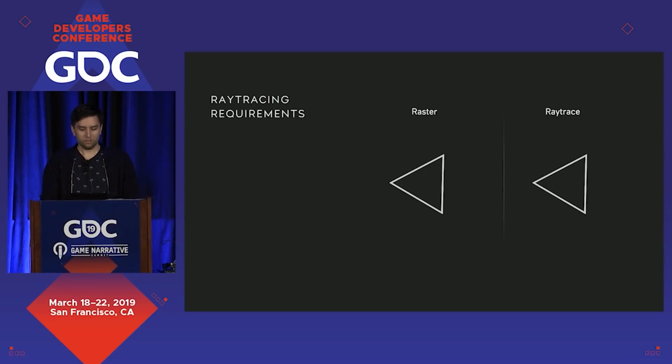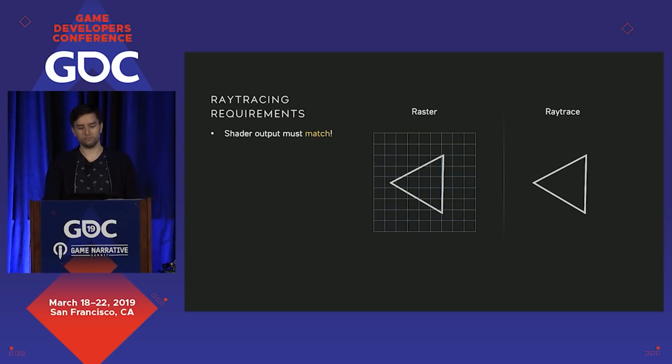So what are the requirements? To get reflections, the raster version and the reflection version must match exactly. So if we have one triangle that's being rasterized, and the pixel shader is executing on the sample location at the center of the triangle, if we shoot a ray at the exact same sample location, we want to have the exact same output, obviously. To help us, we have the closest hit shader and the any hit shader. The closest hit shader is executed on the surface closest to the ray origin, and the any hit shader is executed on any potential hit along the ray.